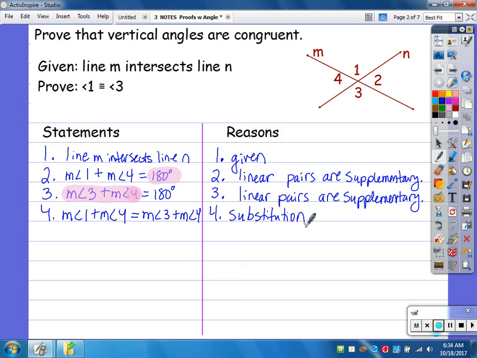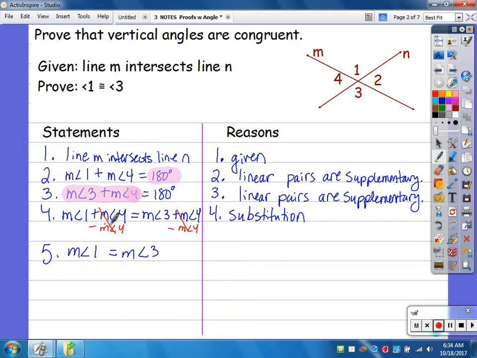All right, now I'm really close to what I need to prove, which is that angle 1 is congruent to angle 3. So if I know that angle 1 plus angle 4 is the same as angle 3 plus angle 4, we're adding the same thing to both sides. If this was an algebra problem, and it really is, I could just subtract the measure of angle 4 from both sides. Those would cancel out and leave me with the measure of angle 1 equals the measure of angle 3.